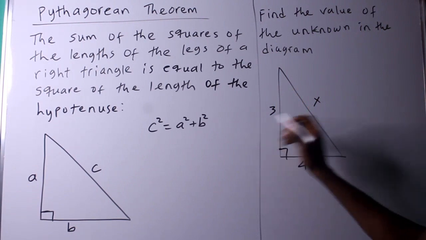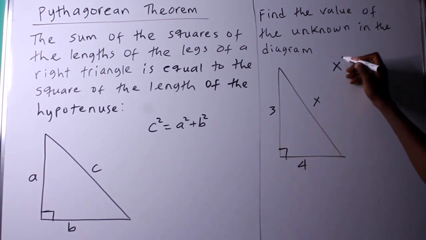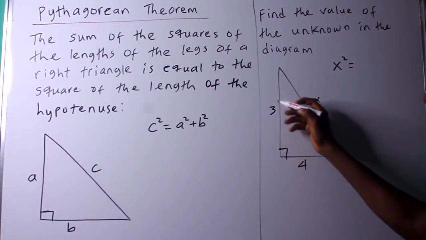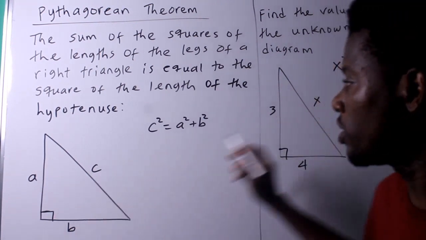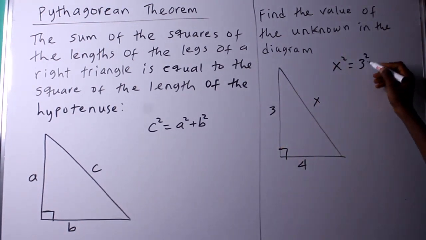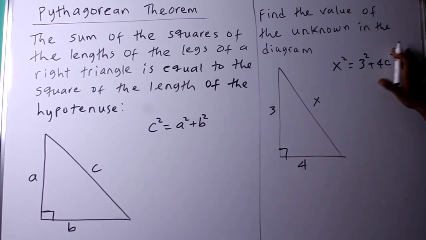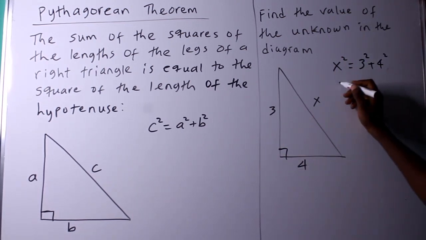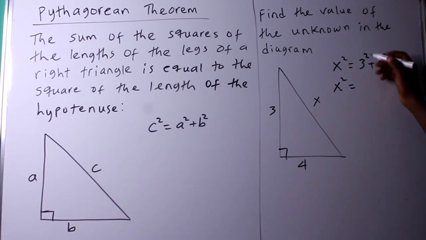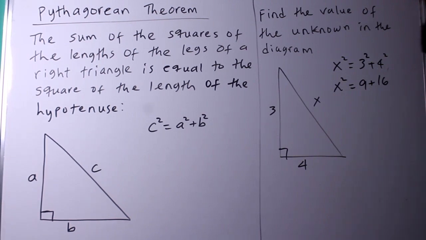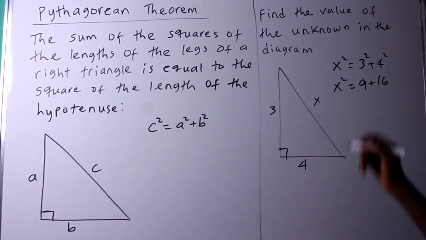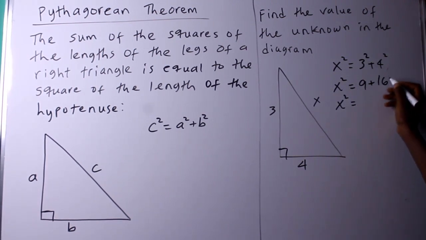So instead of writing C squared, we are going to write x squared is equal to A squared, where A is 3. So compare this and this. You have 3 squared plus B squared, and B is 4, so you have 4 squared. And then you have x squared is equal to 3 squared, which is 9, plus 4 squared, which is 16. So you sum these two values. You have x squared is equal to 9 plus 16, that's 25.